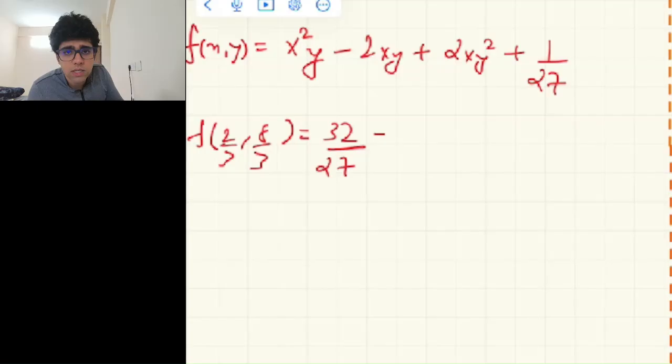Minus 2xy, with x and y: 16/9, 16 into 2 is 32, so 32 by 9.